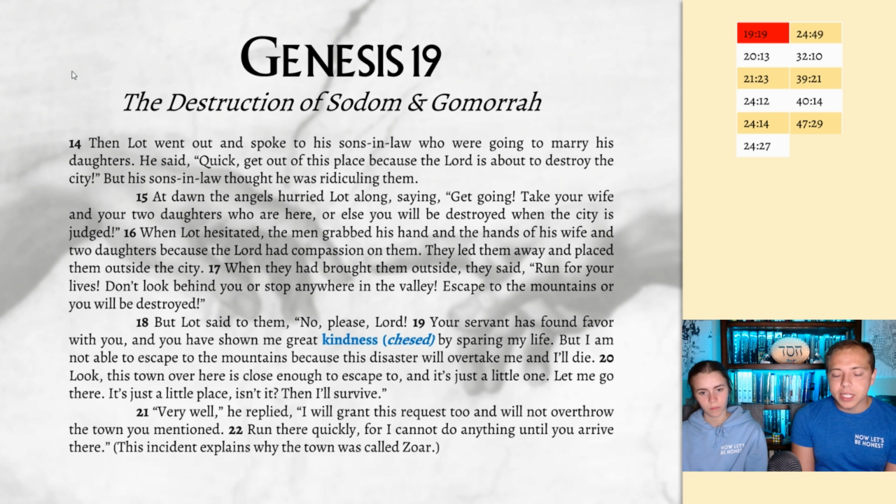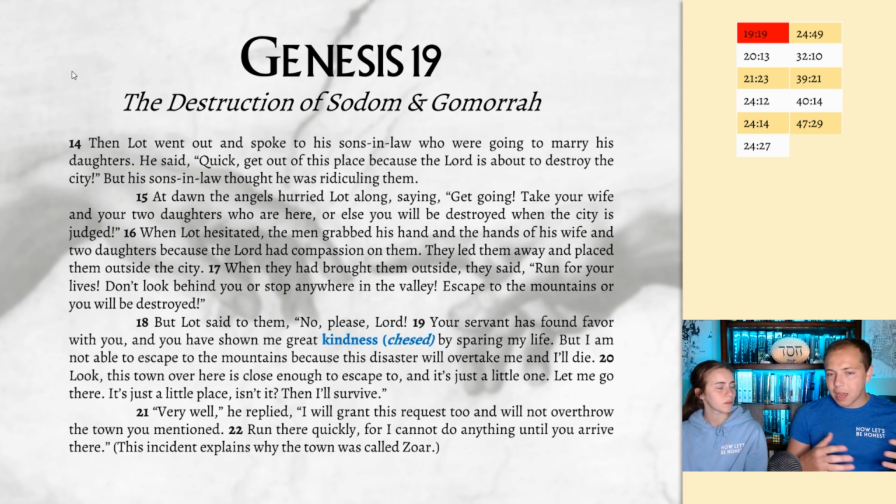But I am not able to escape to the mountains because this disaster will overtake me and I'll die. This is where I think Lot begins to fall back into his incorrect form of thinking. Because they literally just said, escape to the mountains or you will be destroyed. And he says, I can't escape to the mountains or I'll die. And it's like, well, this doesn't really make much sense. Because they're saying the disaster is going to be so severe that unless you're in the mountains, you'll die. And he says, well, no, I'm going to die if I have to go to the mountains. I guess the implication for him is that he doesn't think he has enough time to reach the mountains.